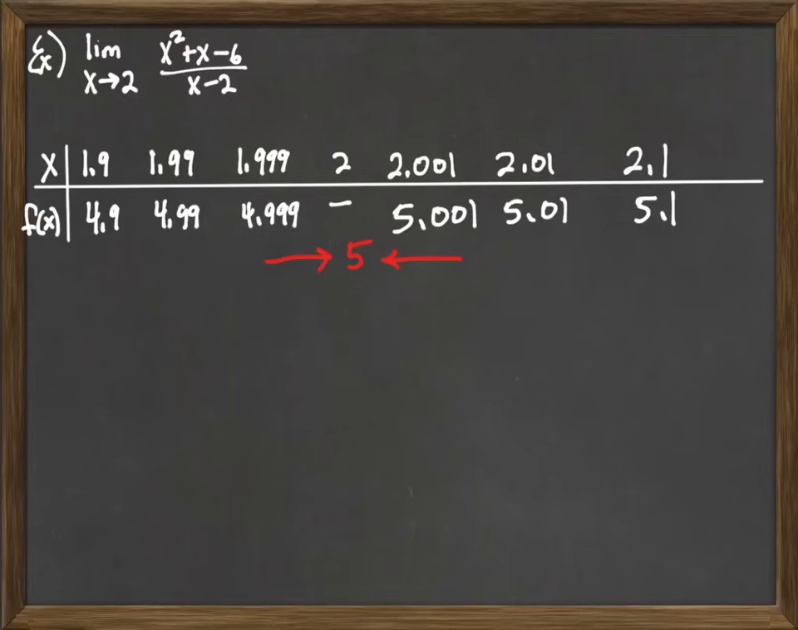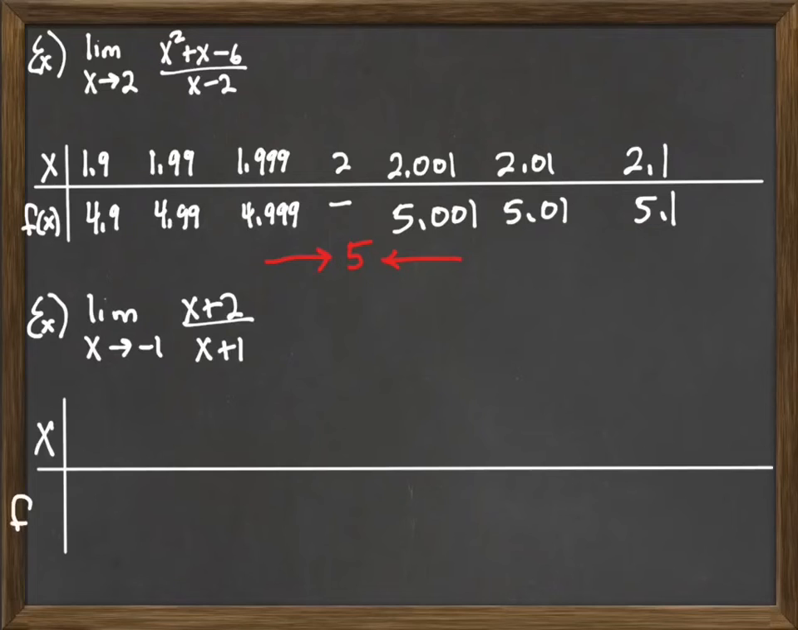Let's turn to a second example. The limit as x approaches -1 of x plus 2 over x plus 1. Like the problem above, if we try to just plug -1 in, we would be dividing by 0. So unlike the first example, we can't evaluate this. So we construct the table to see what it approaches, if anything.